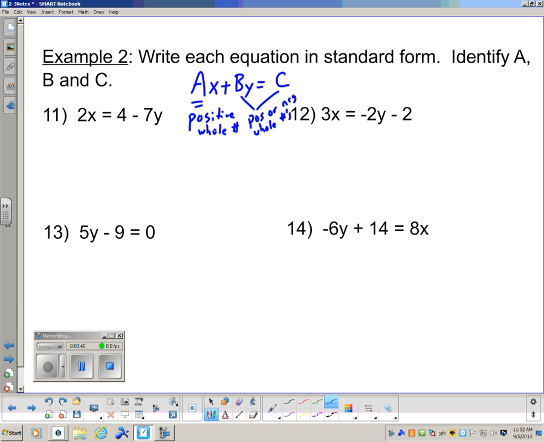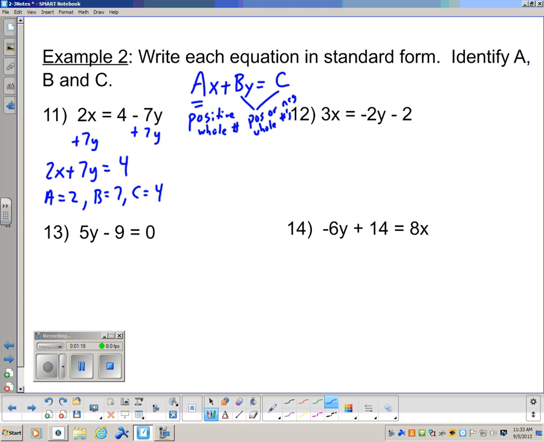So let's go ahead and write these in standard form and identify a, b, and c. So 2x over here, that has to be positive. It already is positive. So I'm just going to simply bring over 7y to the left-hand side there by doing the opposite, subtracting 7y. So I have to add 7y. So I get 2x plus 7y equals 4. And there it is in standard form. And then the second part says I have to identify the pieces. So a there is 2. B there is 7, and C there is 4.